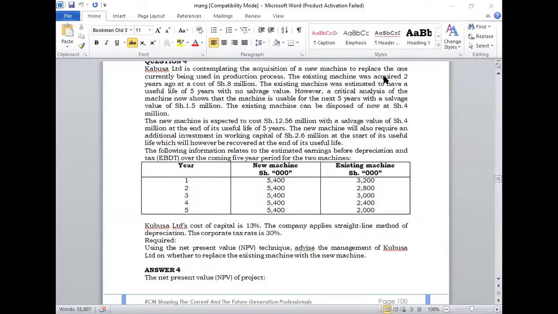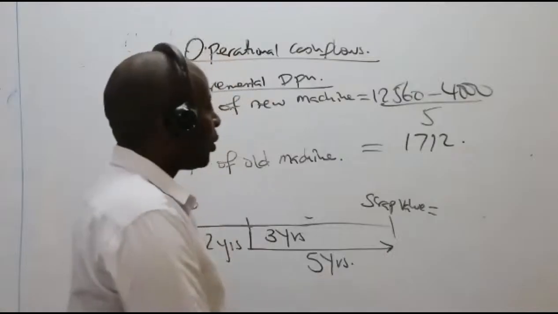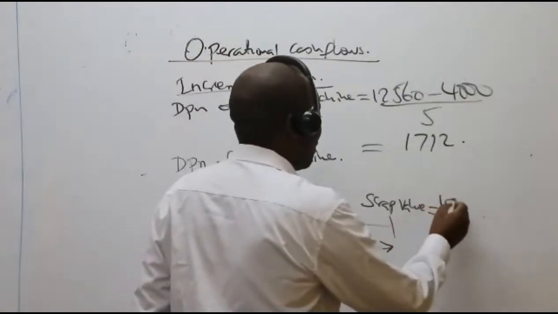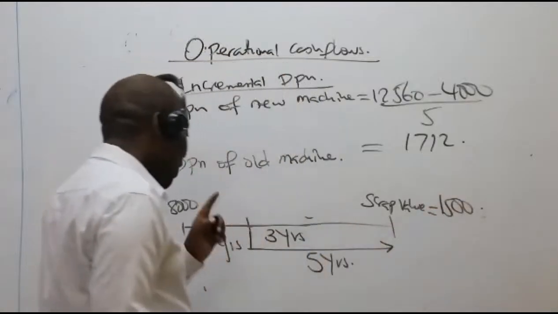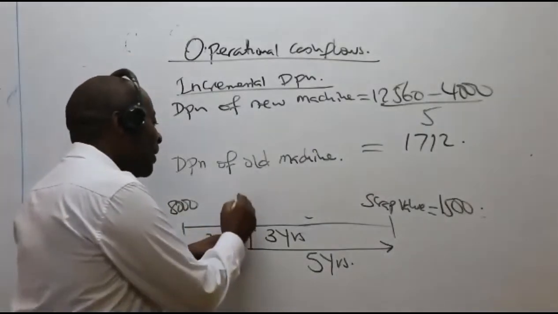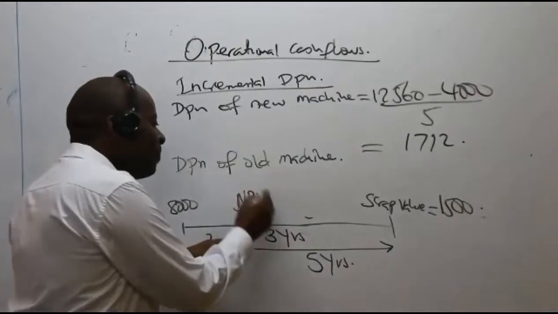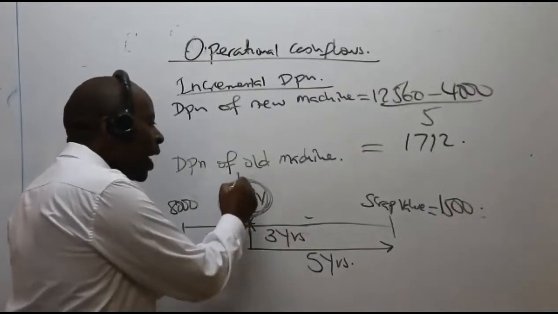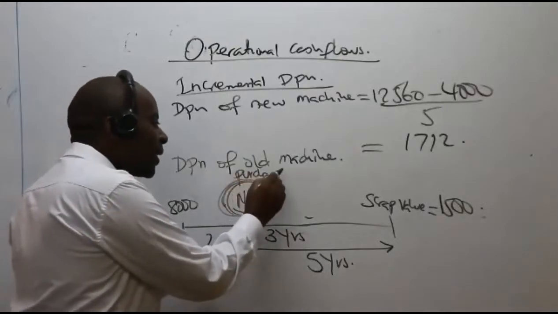A salvage value of 1,500. So the salvage value here, which is scrap value, is 1,500. But now the question comes: what figure should we put here? Ladies and gentlemen, here we should work with NBV, net book value, as our purchase.